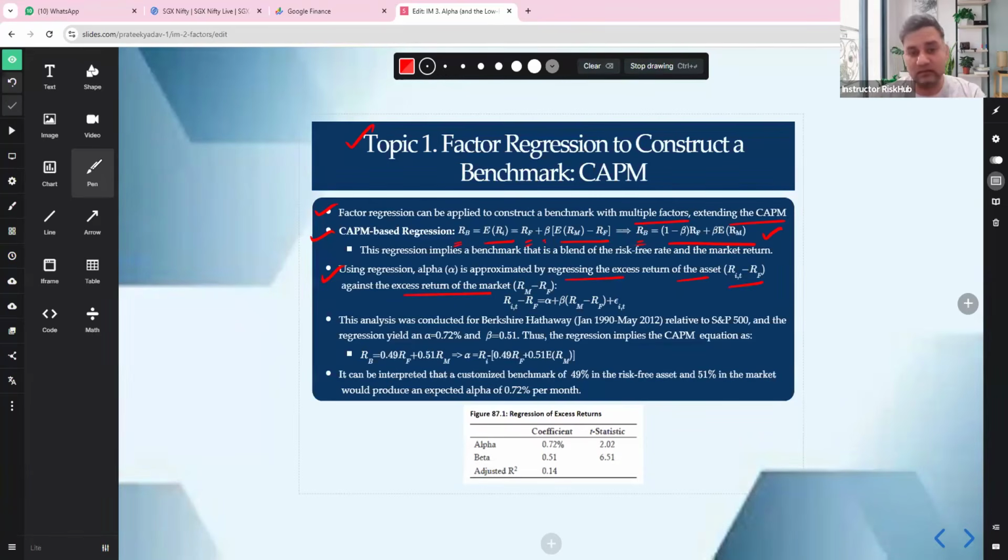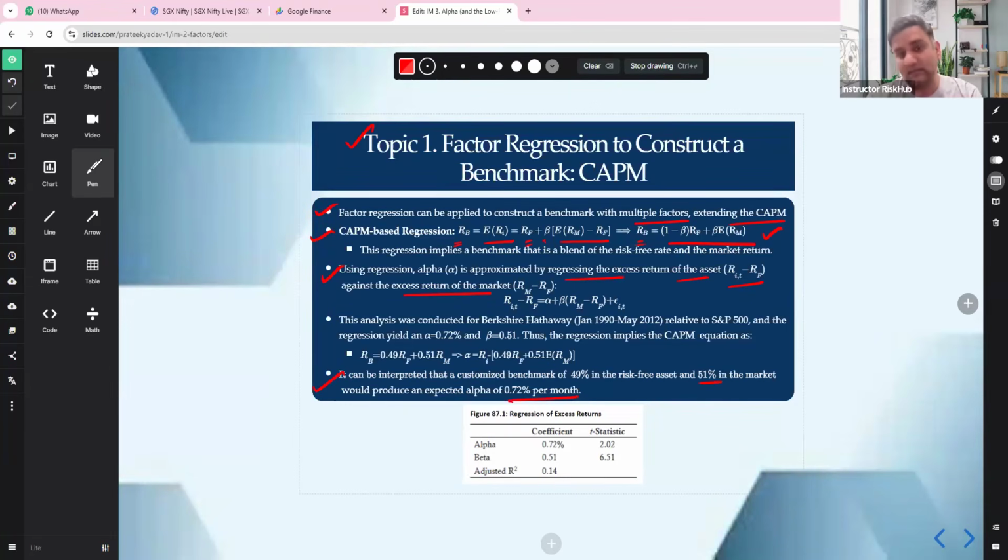If you take the Berkshire Hathaway example, alpha is 0.72 per month, right? Beta is 0.51. So the portfolio is less risky than your market. The benchmark should be 49% risk-free and 51% market, right? So the key idea here is that if you compare Berkshire to the S&P 500 directly, that's a wrong alpha. If you adjust for beta, that's a true alpha, right?